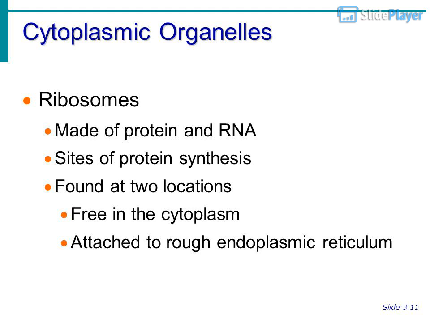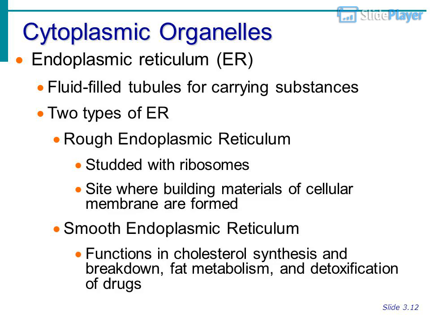Slide 3.11. Cytoplasmic organelles. Endoplasmic reticulum, ER: fluid-filled tubules for carrying substances. Two types of ER. Rough endoplasmic reticulum is studded with ribosomes and is the site where building materials of cellular membrane are formed. Smooth endoplasmic reticulum functions in cholesterol synthesis and breakdown, fat metabolism, and detoxification of drugs.